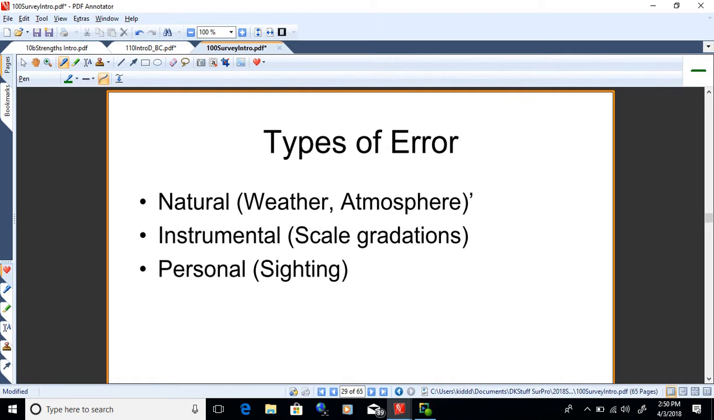Now, things that can cause error, there's natural error, weather, atmosphere. You ever look down a road on a hot day and seen heat waves? You ever try and sight a point looking through heat waves? A little tough, okay? What does heat do to the metal instruments? Makes them expand a little bit. The metal tape doesn't read accurately when it's really hot. The atmosphere affects things that we shoot. There's natural errors all over the place.